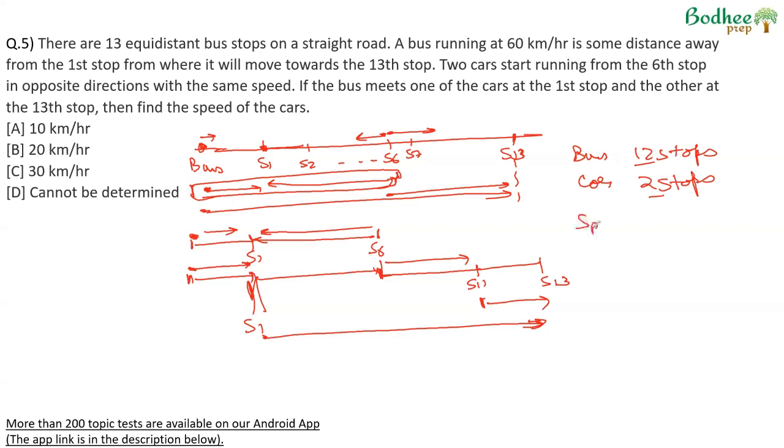So the ratio of speed of bus to car has to be 12 to 2, or 6 to 1. Since the speed of the bus is 60, the speed of the car will be 10. 10 kilometers per hour becomes the answer.